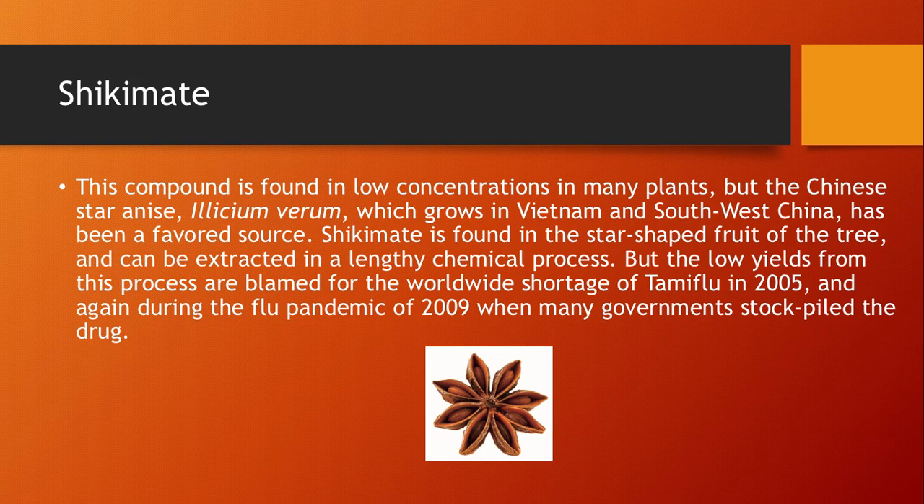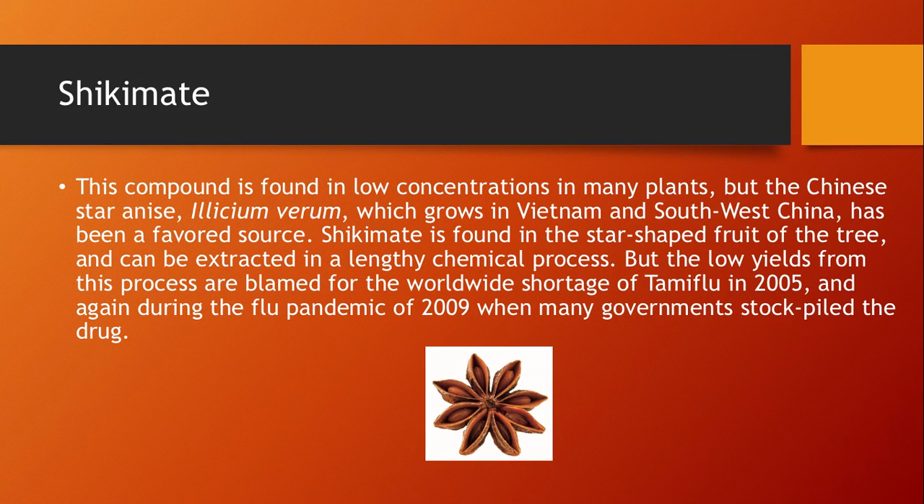Now, shikimate is found in low concentration in many plants, but it is found in star anise. It's grown in Vietnam and southwest China, and this particular chemical is found in the star-shaped fruit of the tree and can be extracted in a lengthy chemical process. But the low yields from this process are blamed for the worldwide shortage of Tamiflu in 2005, and again during the flu pandemic of 2009 when many governments stockpiled the drug.